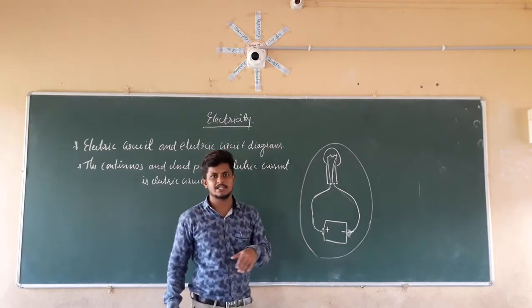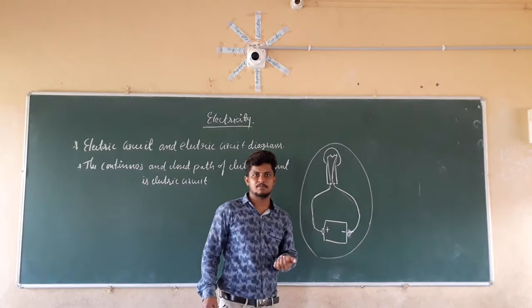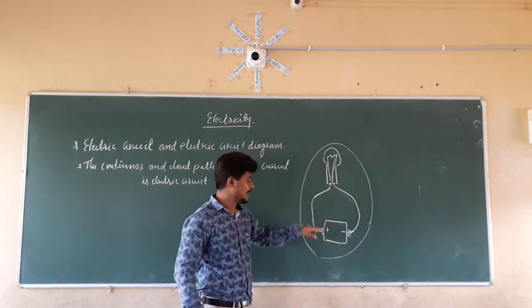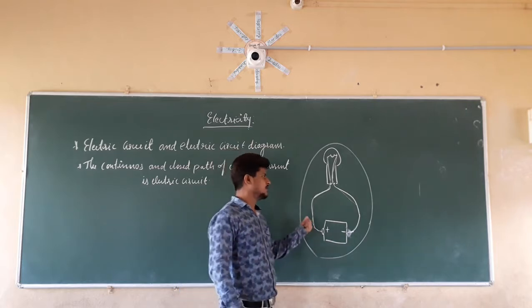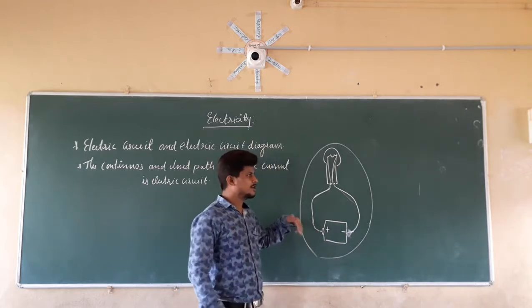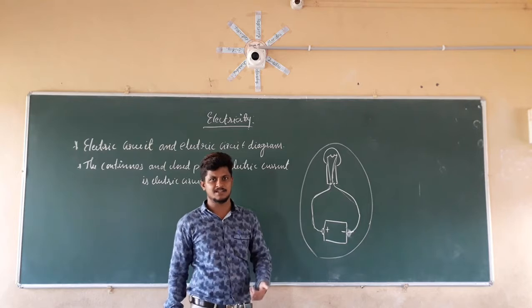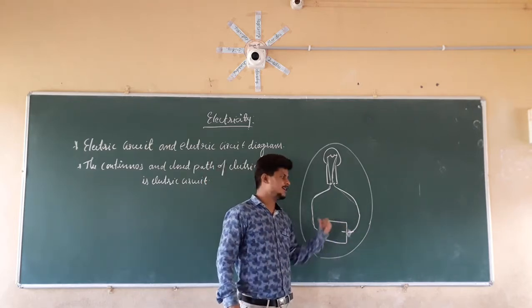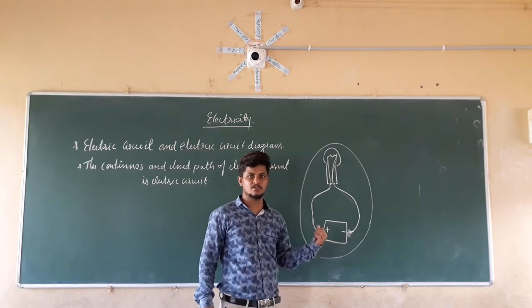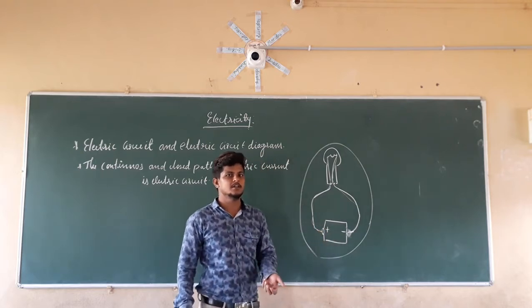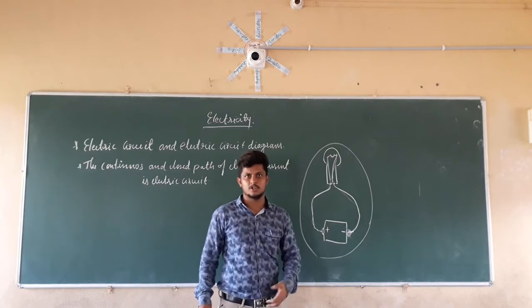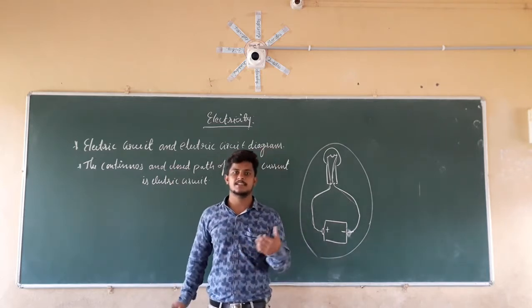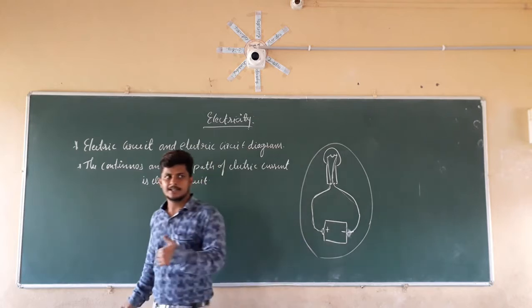But what we are using here is the symbolical representation of the bulb, the battery, the wires, and the voltmeters, ammeters, and resistors. So we are showing the components of the electric circuit by using symbols, so that it becomes easier for us. Those are the electric circuit diagram.